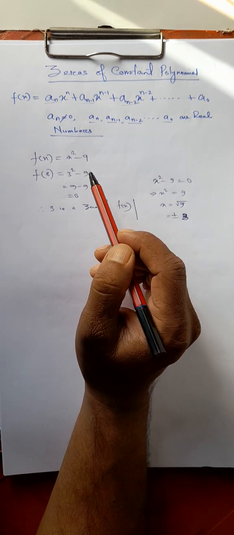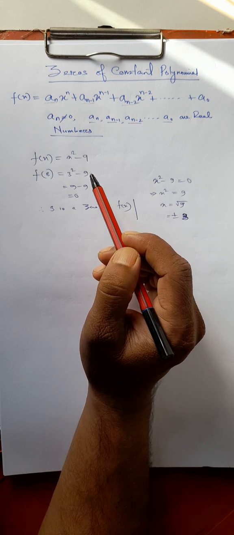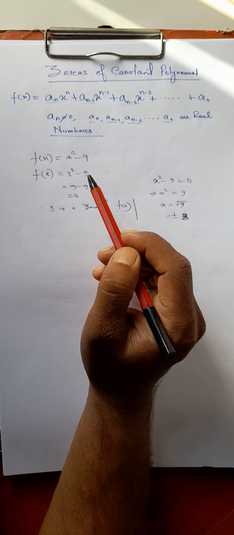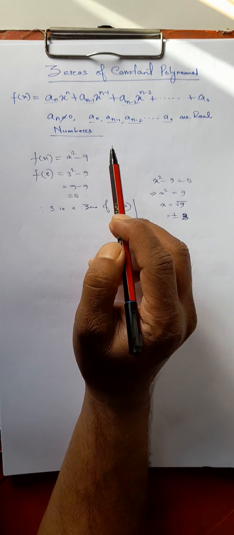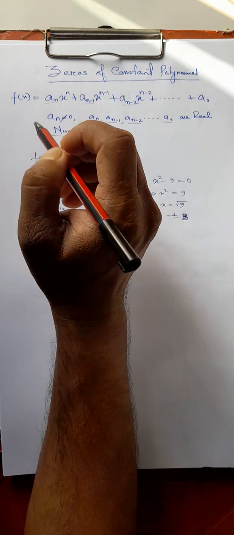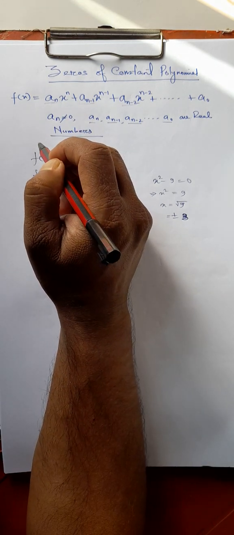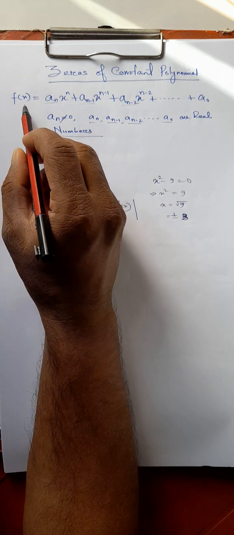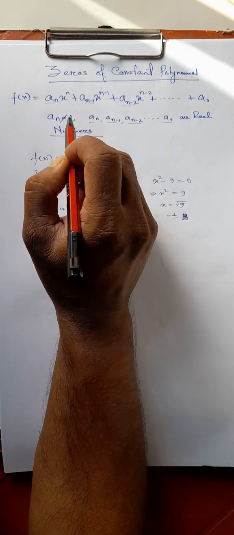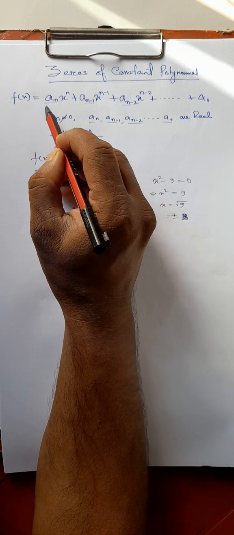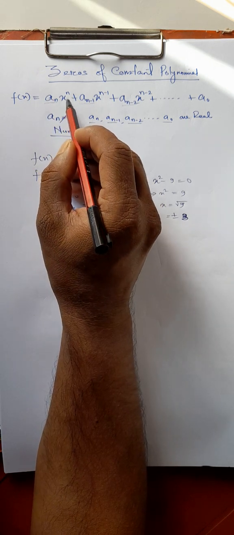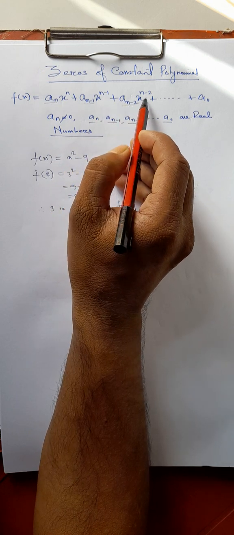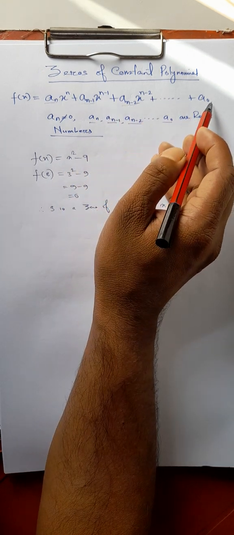Earlier we have discussed zeros of polynomial. Zeros of the polynomial means the value of the variable for which the polynomial becomes zero. Now let's define a polynomial of degree n in variable x. f(x) is a polynomial of degree n, and it is a polynomial in x. We define it as a_n x^n + a_(n-1) x^(n-1) + a_(n-2) x^(n-2) + ... + a_0.